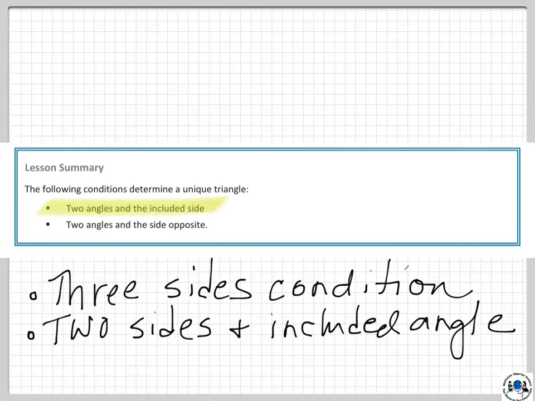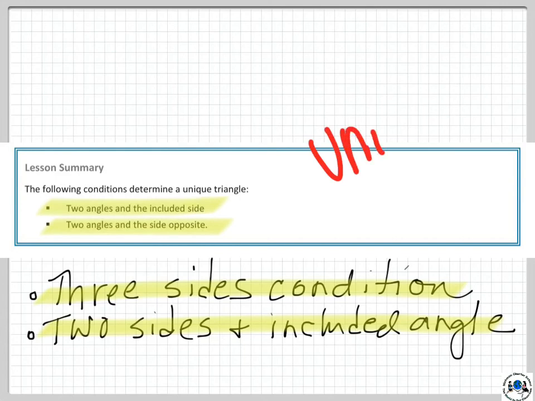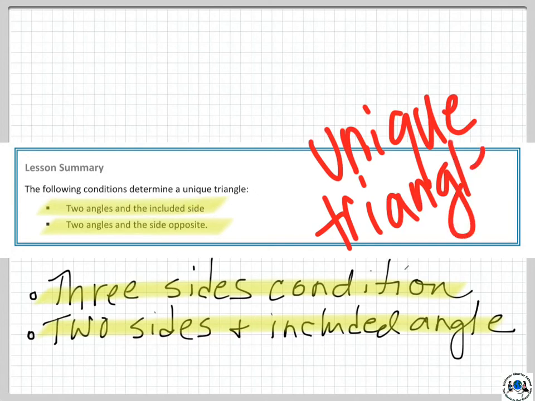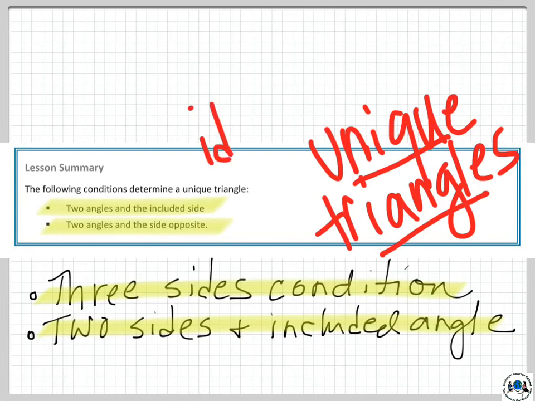And then we had two angles and the side opposite a given angle condition. So all four of these are different conditions that, if they are indeed given, will all produce unique triangles. Unique is an interesting word because it would seem that it would mean that every triangle would be different, but the truth is every triangle would be the same. So maybe I should say identical unique triangles.